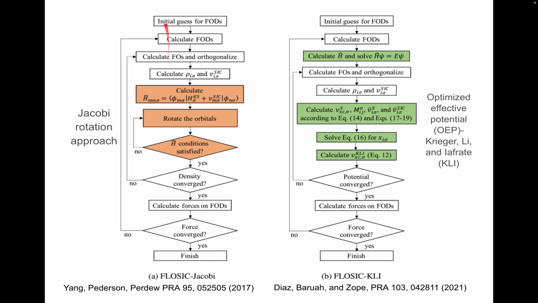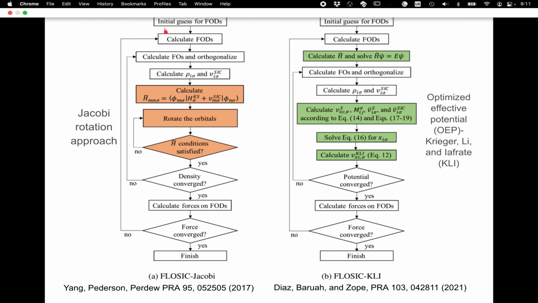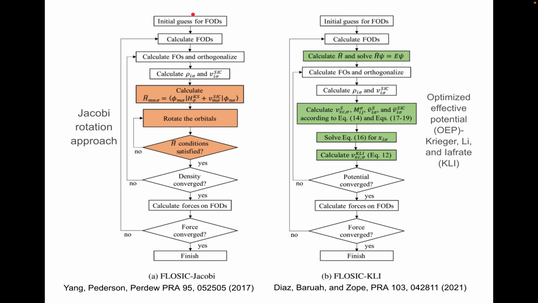So in the Jacobi rotation approach, the user supplies the initial guess for the FODs, and based on those FODs, the Fermi orbitals and the Fermi-Löwdin orbitals are constructed, and then the software proceeds to calculate the orbital densities and the orbital SIC potentials. There, the DFA plus SIC Hamiltonian will be constructed.